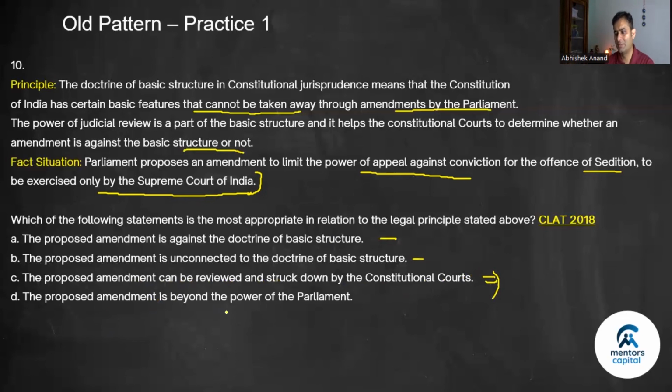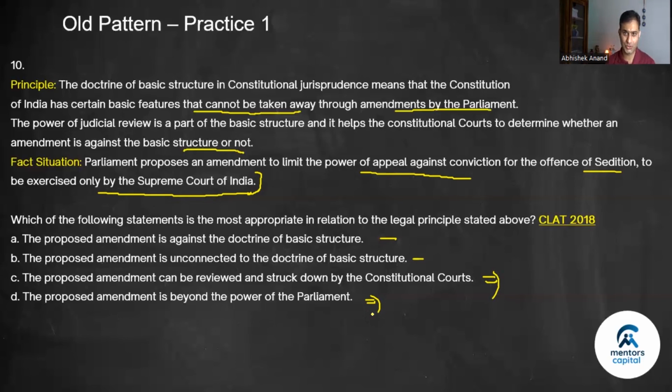The proposed amendment is beyond the power of the Parliament. No, they can always amend. Whether that amendment will hold ground or not is a question which is debatable. Not even debatable. The constitutional courts, if they feel that it adversely affects the basic structure, they say that the amendment is invalid.